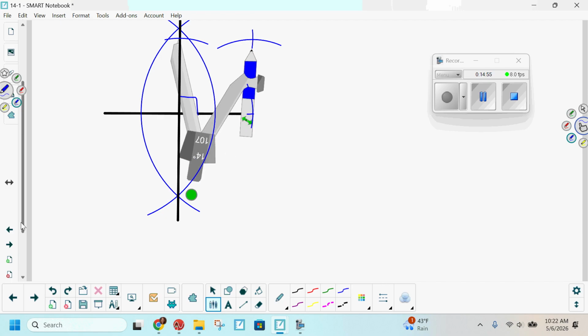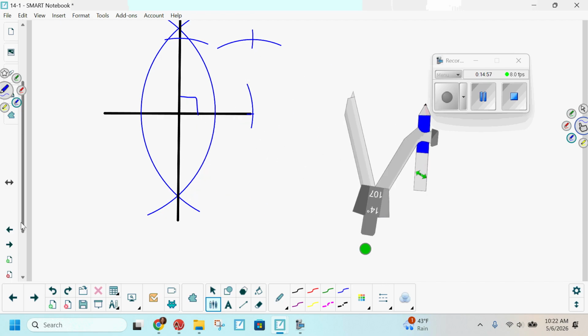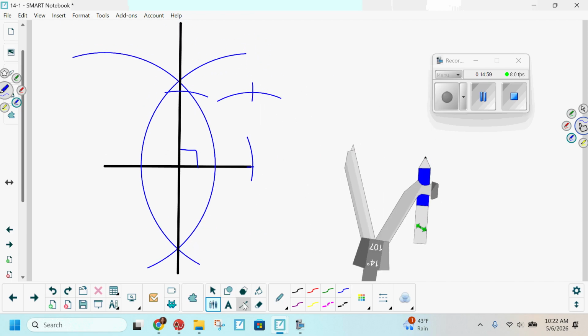So I basically created a rhombus, right? 4 congruent sides, but I have a right angle. So that forces this to be a square. So my square is right here. Definitely not the only way to make a square. Feel free to come up with other ways. Just make sure you're positive it is a square based on the properties.